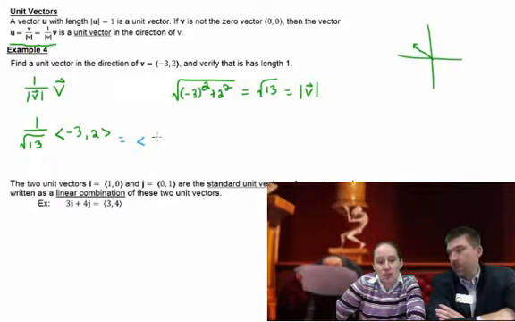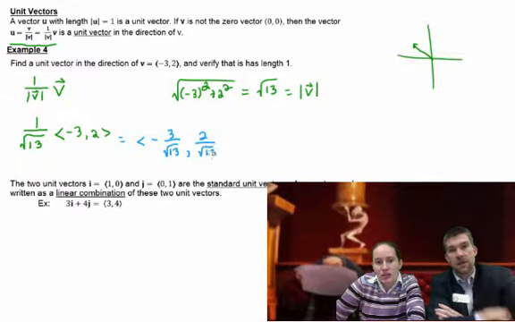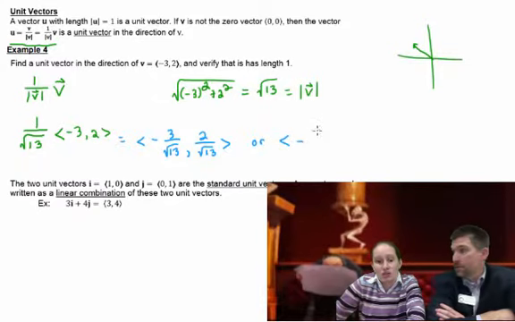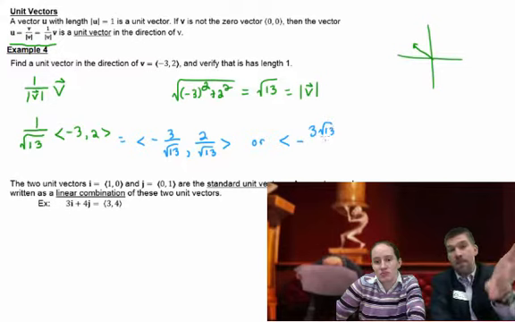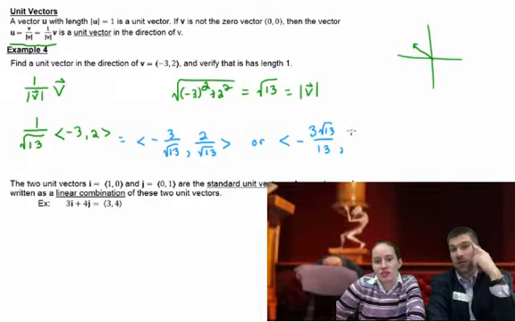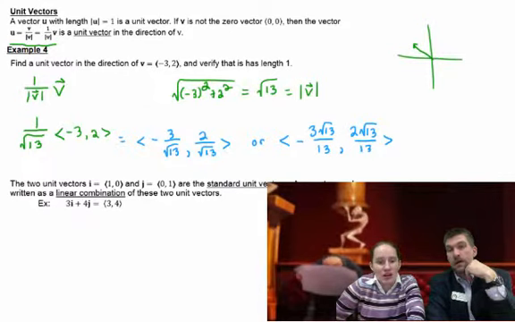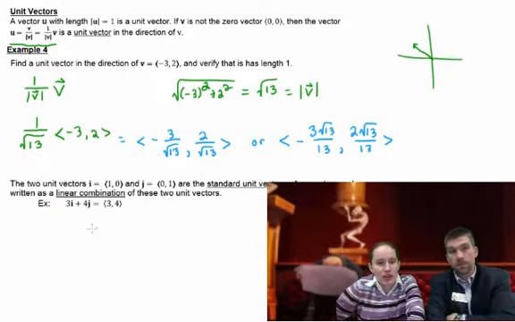So that's -3 over square root of 13, comma 2 over square root of 13. That's it right there. There's your unit vector in the direction of -3, 2. And it's exactly 1 unit long. You could check that by doing the magnitude and Pythagorean theorem thing. If you wanted to rationalize it, that's what it would look like. The first one's fine for us, though.